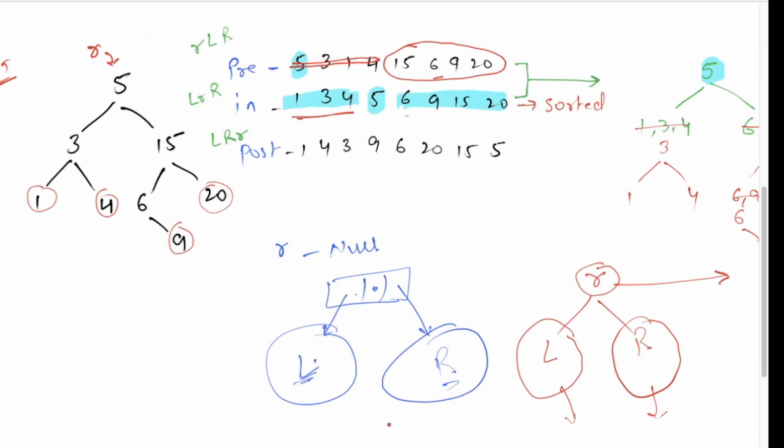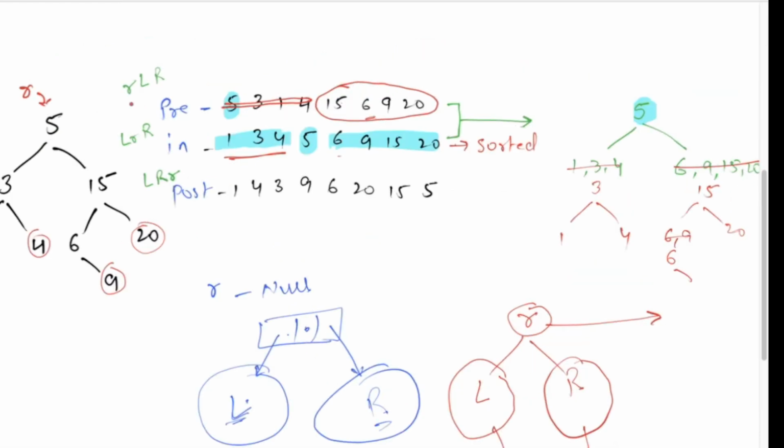In the pre-order traversal, how did we define the pre-order traversal? First you print the root, then you print the entire left subtree in pre-order, and then you print the entire right subtree in pre-order, right? It's a natural recursion. So we are defining it recursively. The pre-order traversal itself is recursion.